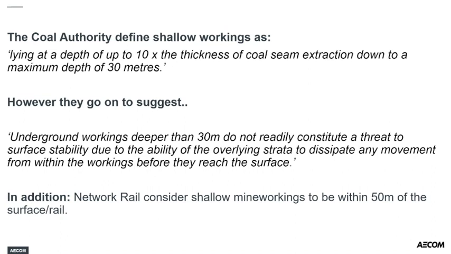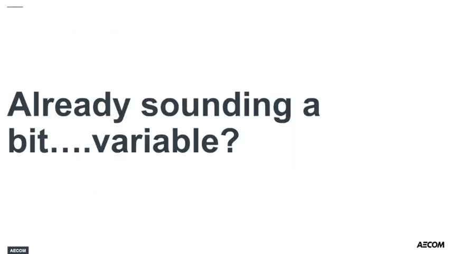In addition, Network Rail considers shallow mine workings to be within 50 metres of the surface. So already we've got a bit of a contradiction, and it's all a bit variable and a bit woolly, using the term that we came across earlier.